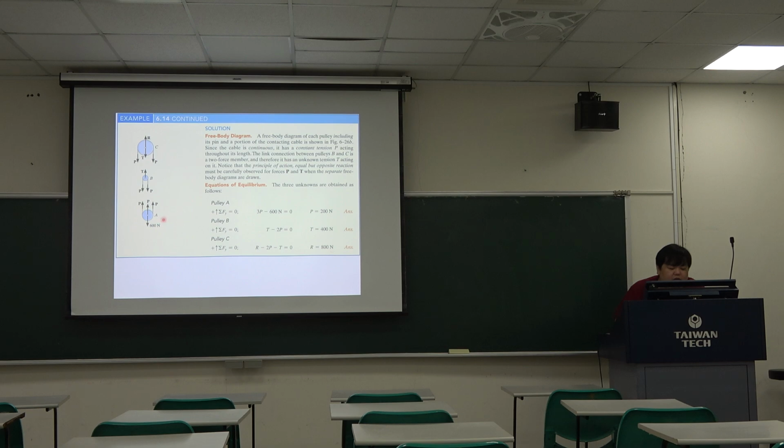And we can also use pulley B, do the summation of F_y equals 0. I think it's very easy. We can get T minus 2P equals 0, so T equals 400 Newton. Then use the same concept, focus on pulley C. So do the summation of F_y equals 0: R minus 2P minus T equals 0. Then we know the T answer and the P answer, so put these two answers into this equation, then we can get R equal to 800 Newton.